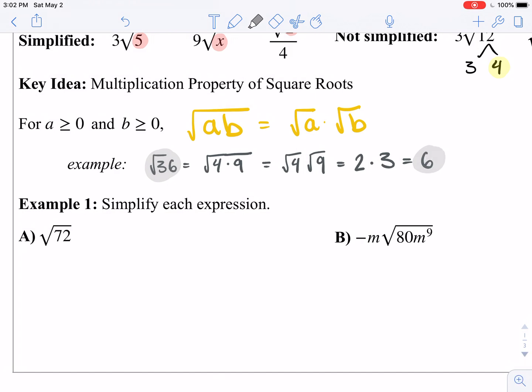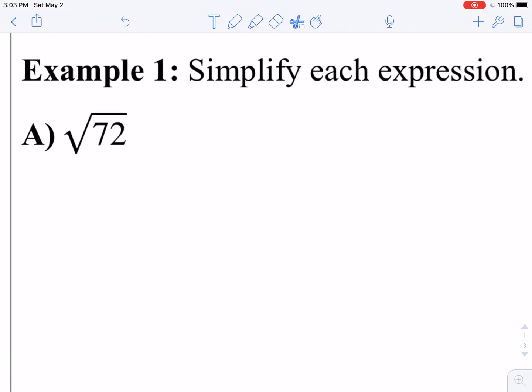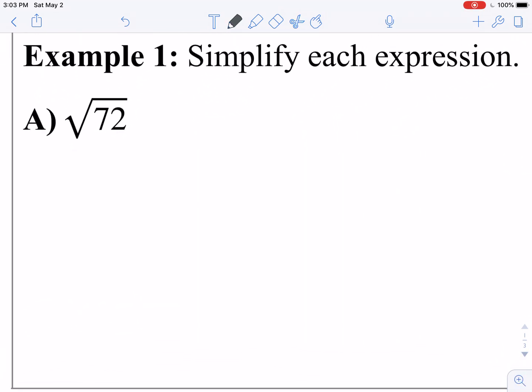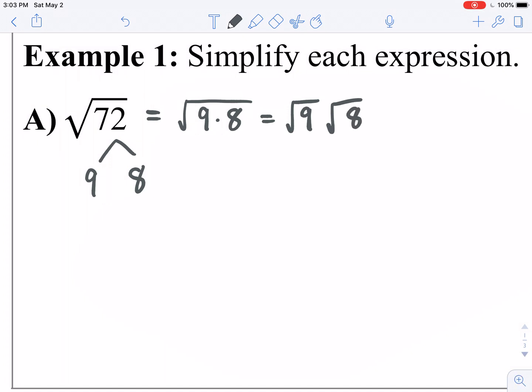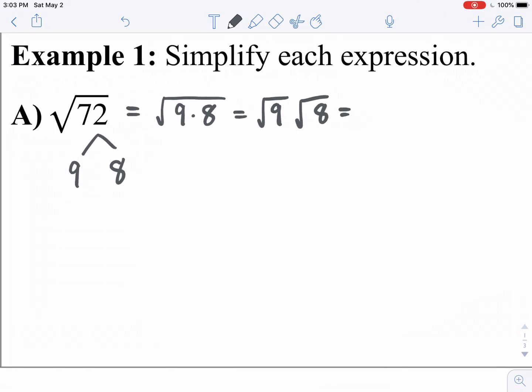Now we're going to use this rule to simplify radical expressions. Let's look first at the square root of 72. Now that's not simplified because 72 can be broken up into factors. When I look at 72, my first thought is to split it up into 9 times 8. So let's do that. The square root of 72 is equal to the square root of 9 times 8. Then we can split the radical into 2 radical expressions. So this is the square root of 9 times the square root of 8. Now the square root of 9, that's 3.